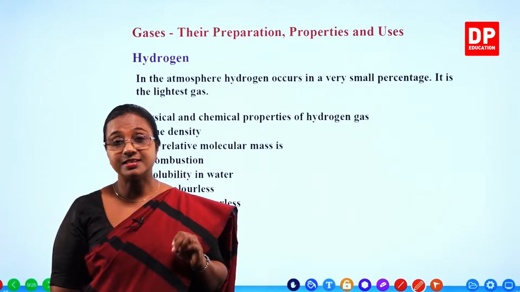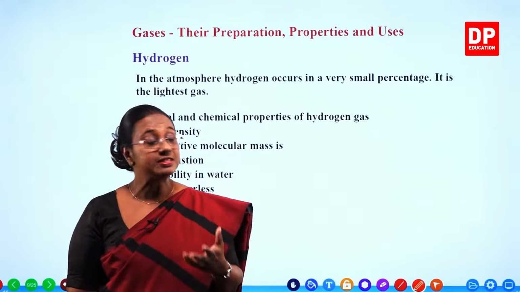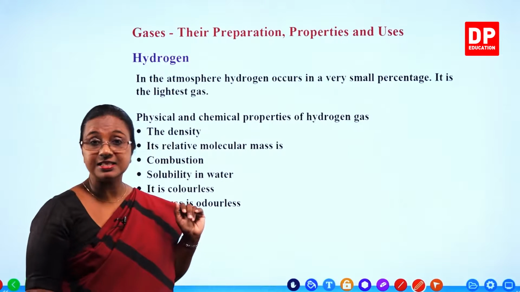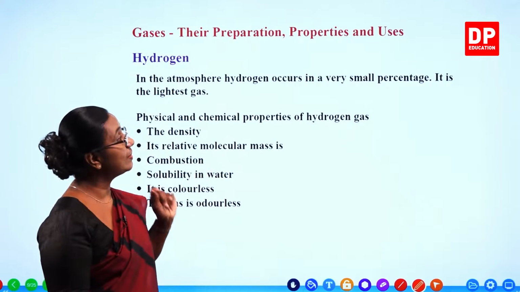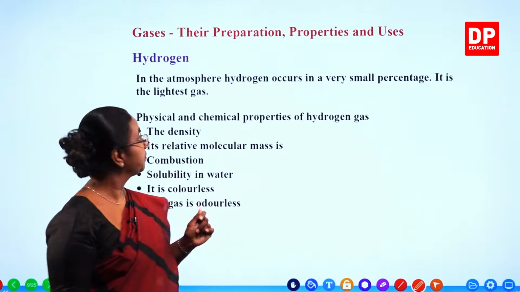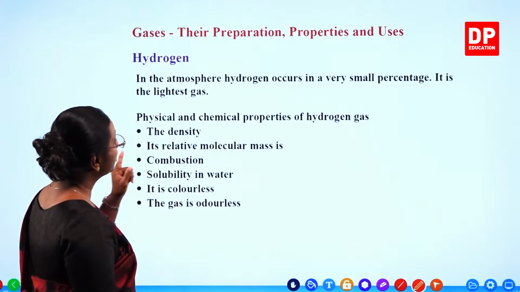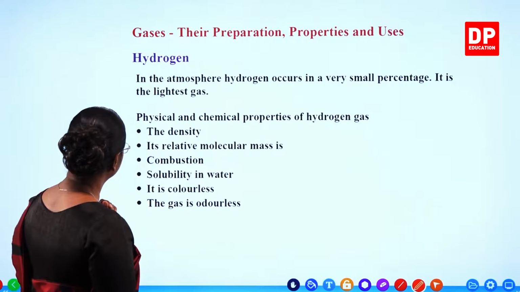3 different gases, hydrogen, oxygen and carbon dioxide. We will see how we can prepare those gases in the laboratory, then the properties of those gases as well as how we use them in our day-to-day life. So gases, their preparation, properties and uses. Under that, the first gas is hydrogen.